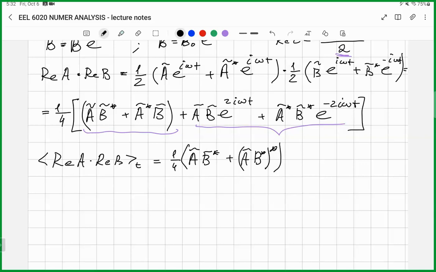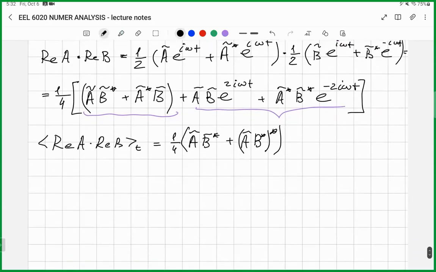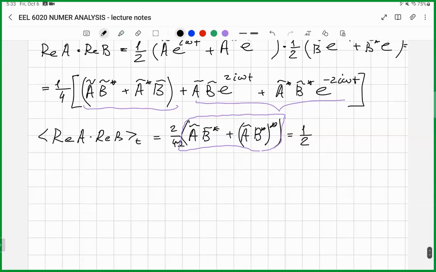Why? Because this reminds me of the formula for the real part of any quantity. If I multiply by 2 and divide by 2 both parts, I mean the numerator and denominator, this part is exactly the real part of A tilde B tilde complex conjugated. And I end up with this simple formula: 1/2 real part of A tilde B tilde conjugated.